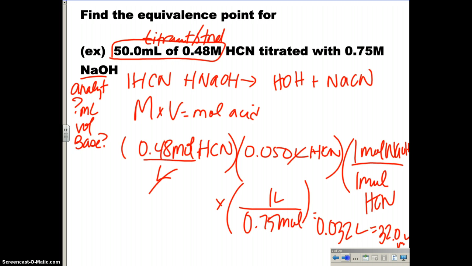So the equivalence point for this is if you've added 32.0 milliliters; that would be the point at which the moles are equal. At your equivalence point, you should be able to tell the pH from that, because you know it's a strong base and a weak acid, so it should be in the basic region. You can do the math for that based on what you previously just learned.